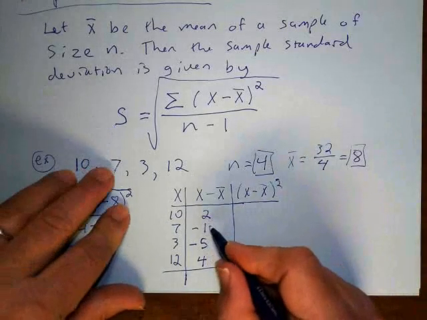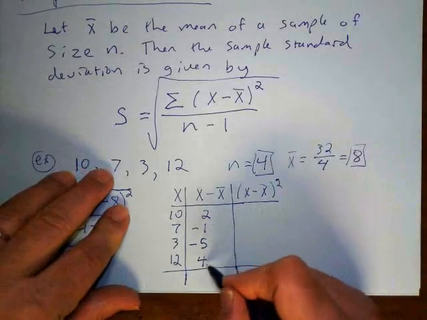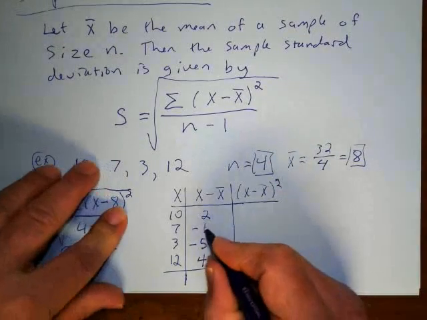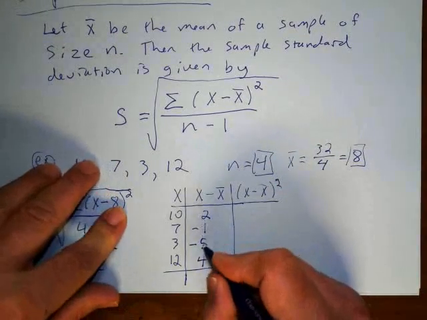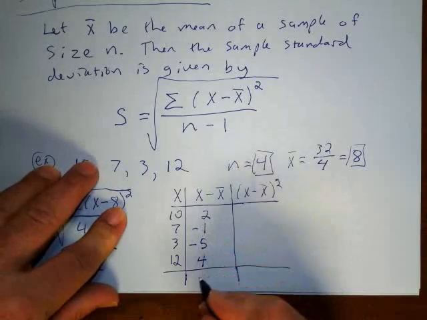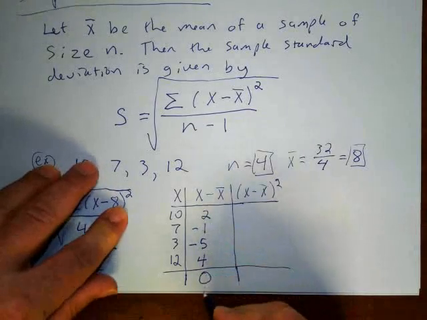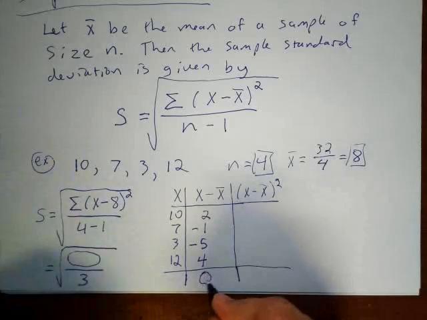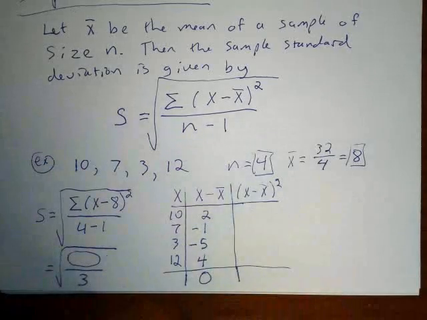So these positive deviations, 2 and 4, I get 6, balance out the negative deviations, negative 1 and negative 5, which is negative 6. So positive 6 and negative 6 gives me 0. And that should always happen with that middle column there. It should cancel out and get 0.